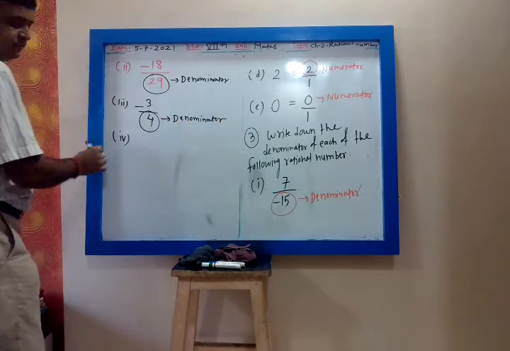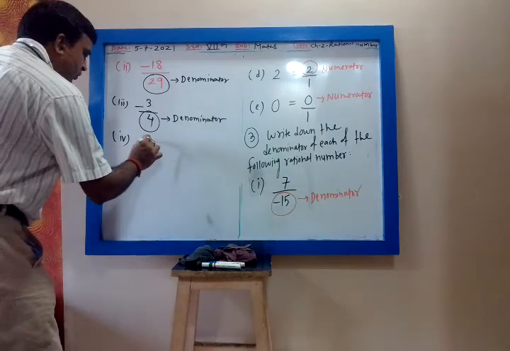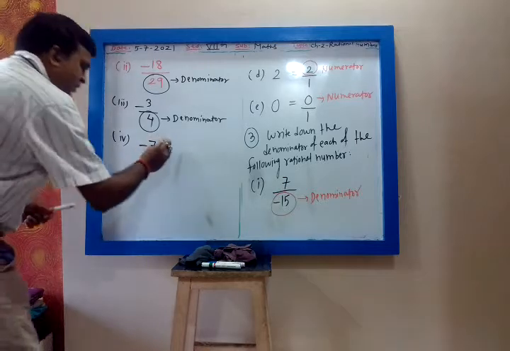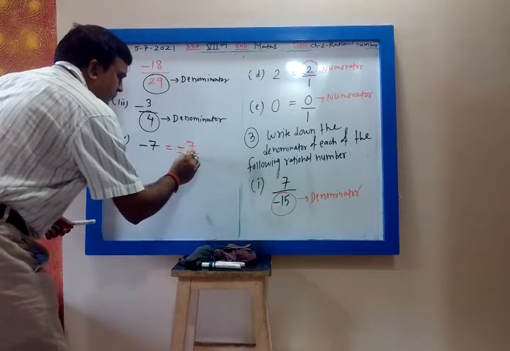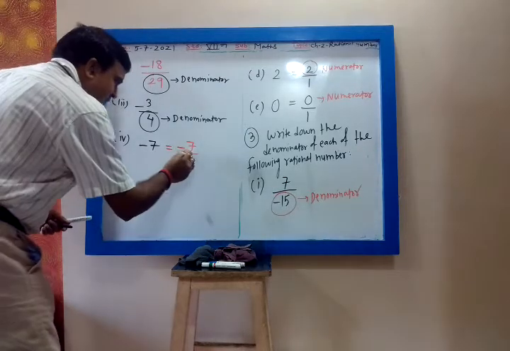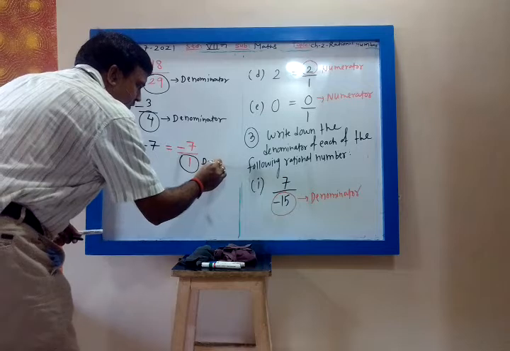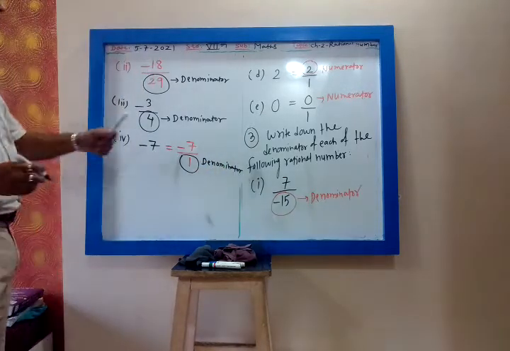Then fourth one, it is minus 7. What can you write for minus 7? Tell me. You can write minus 7 upon 1. So denominator is 1. Very good. Yes. Denominator is 1, because minus 7 I can write as minus 7 upon 1.